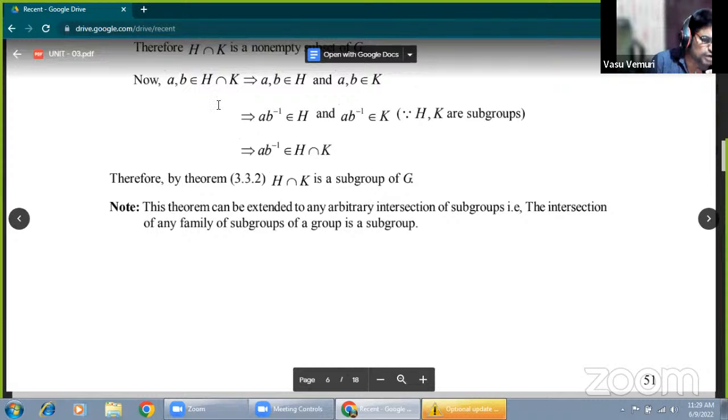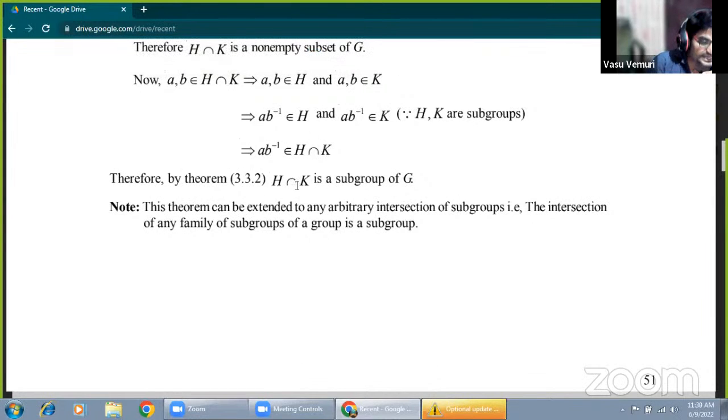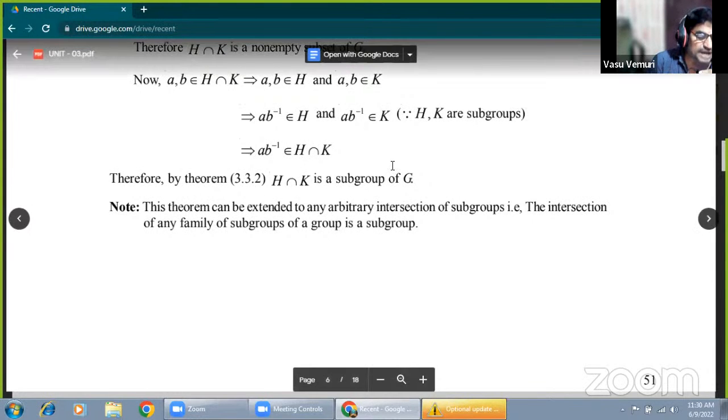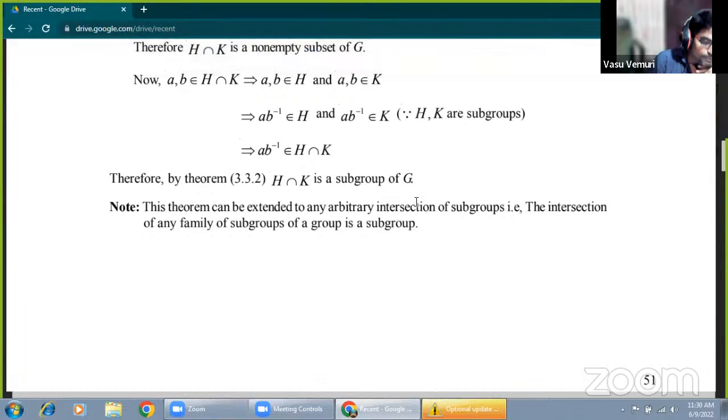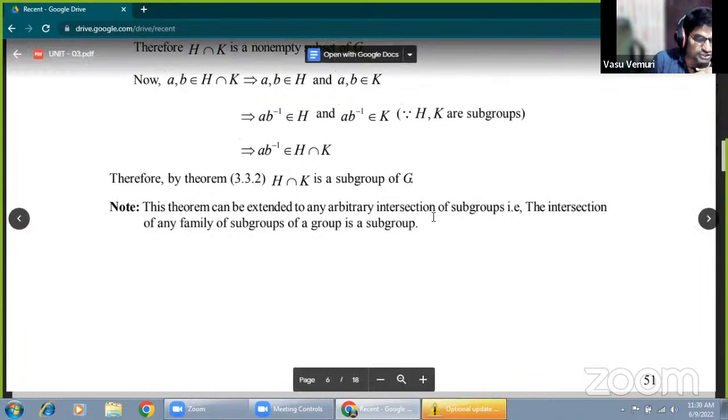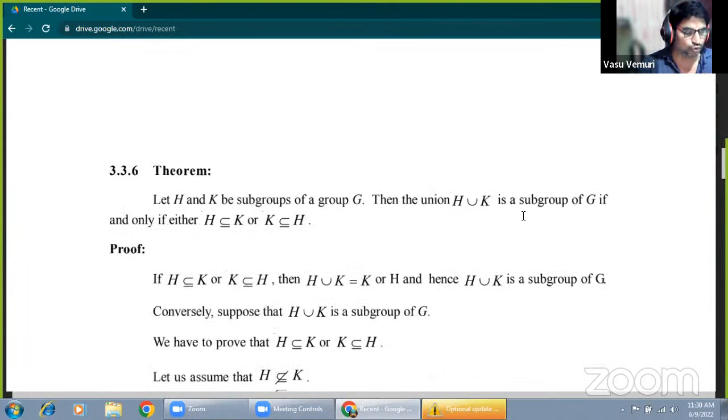Here, particularly, you have to mention the two subgroups. But A B inverse belongs to H_i. That's why A B inverse belongs to capital H. What is that capital H? Capital H is equal to an arbitrary family of subgroups, that is, capital H is equal to the intersection of H_i, with i belonging to capital I. That is also a subgroup. The intersection of an arbitrary family of subgroups is a subgroup.